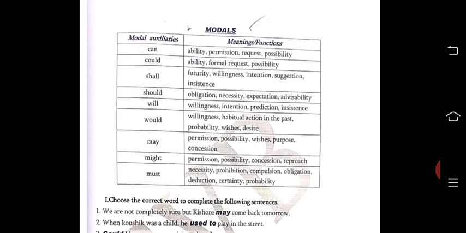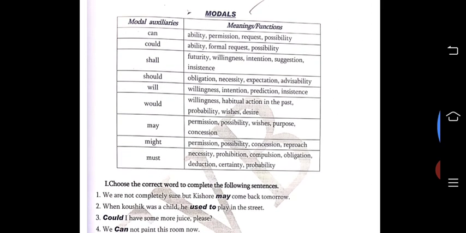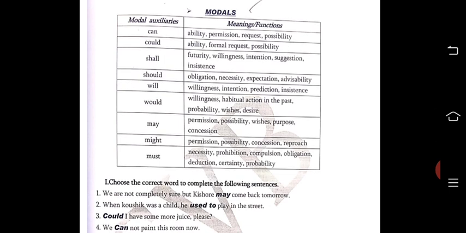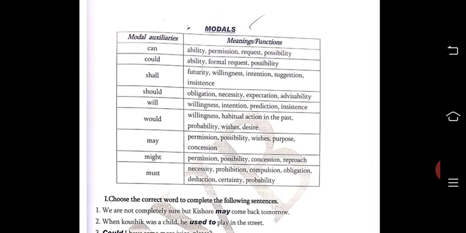Or you can say, could I come in, sir? So, could is polite. Wherever you want to use your politeness, you can use could. That is very important, more than may. Either you can use may, but could gives more politeness to your words. So that's what they have: formal request and possibility.